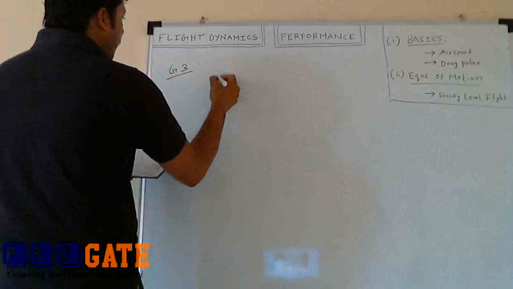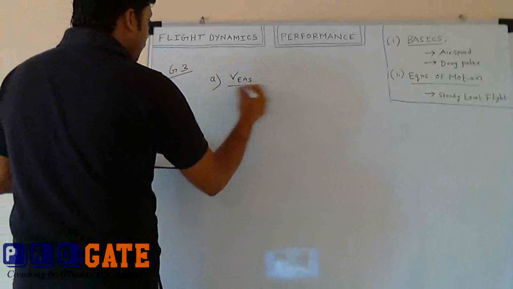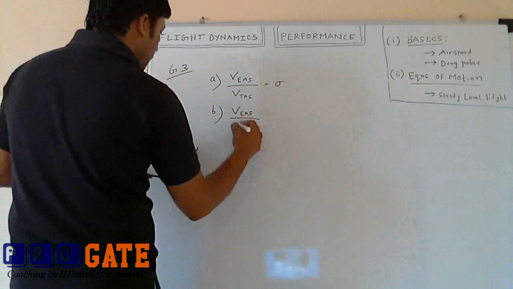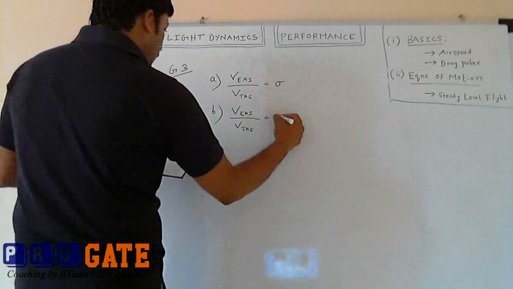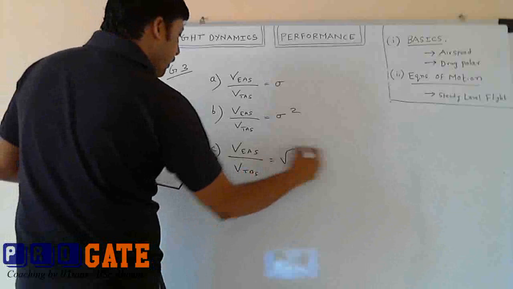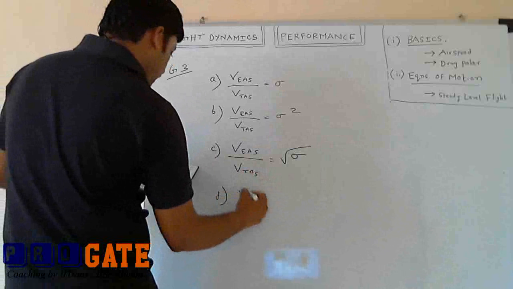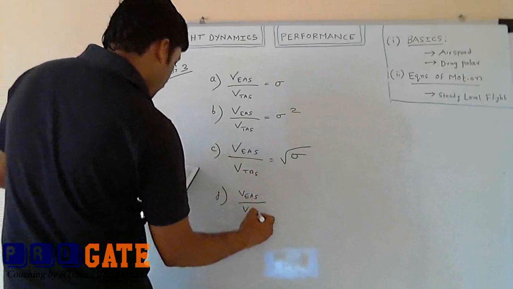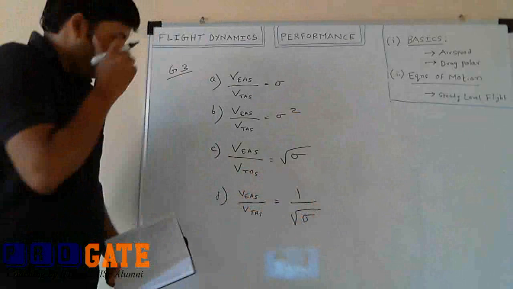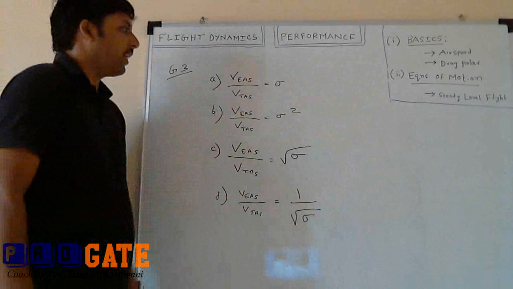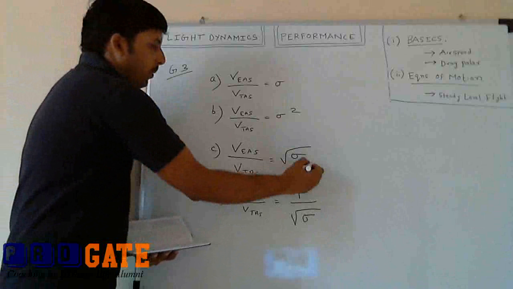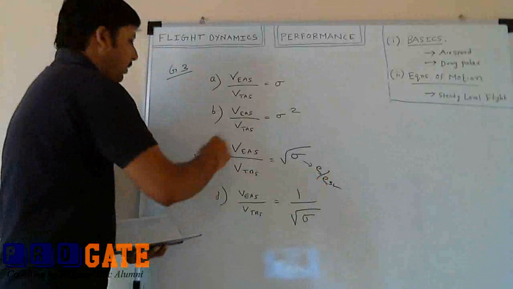Here they have given four options: V EAS, V TAS, sigma. These are the relations between V EAS and V TAS, and they ask which one is correct. We all know V equivalent airspeed is root of sigma into V TAS, where sigma is rho by rho sea level. So this one is correct.